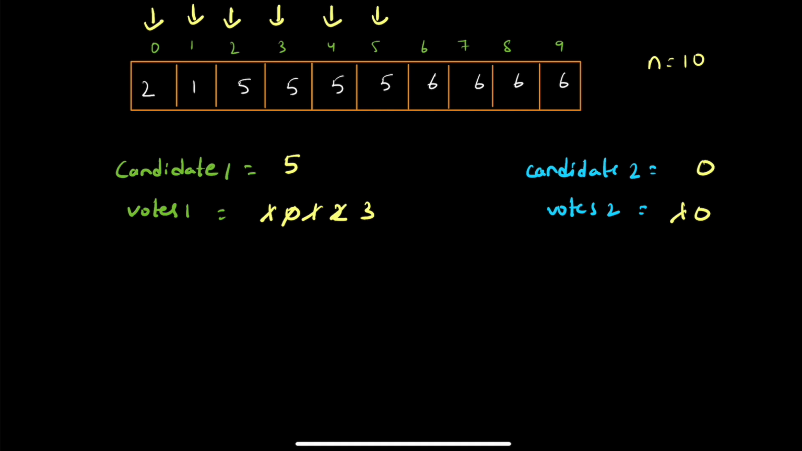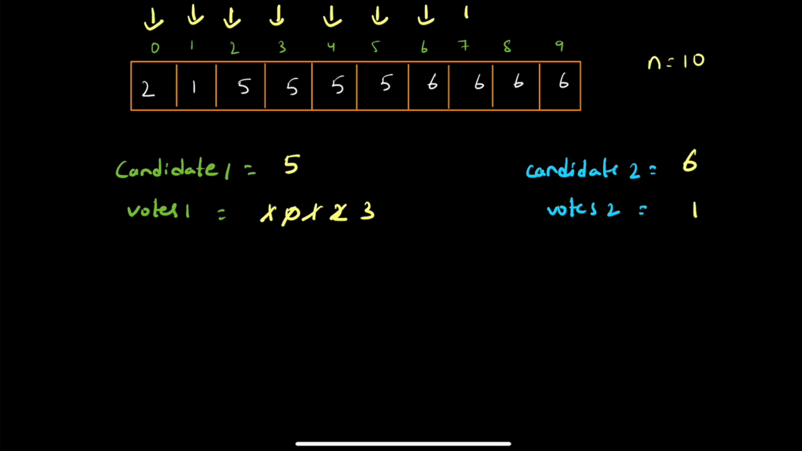Okay. Now for index 6, the potential candidate is 6. Now we'll check whether the 6 is matching with candidate 1. No. But for candidate 2, the vote is 0, right? So this space has not been occupied by any potential candidate. So we'll assign candidate 2 as 6 and keep their vote as 1. Okay? Assuming that this candidate could turn out to be a potential candidate.